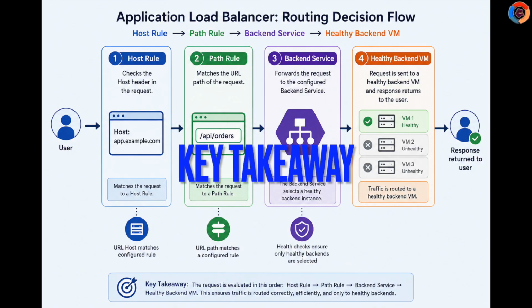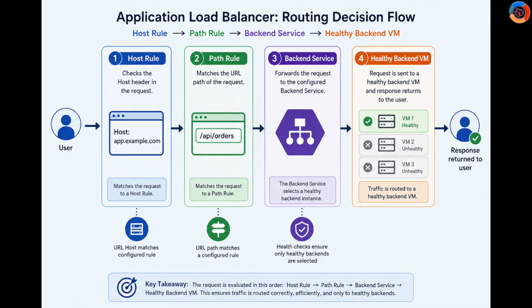The key takeaway. The most important thing to remember is the routing decision flow: host rule, path rule, backend service, healthy backend VM. This sequence is the core of how Google Cloud Application Load Balancers route traffic effectively and reliably.